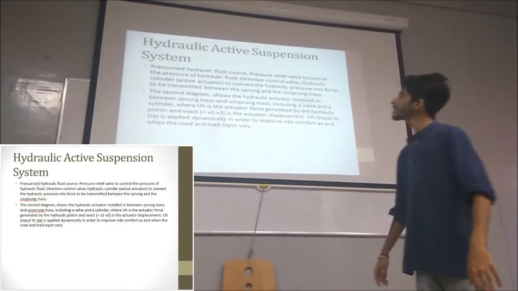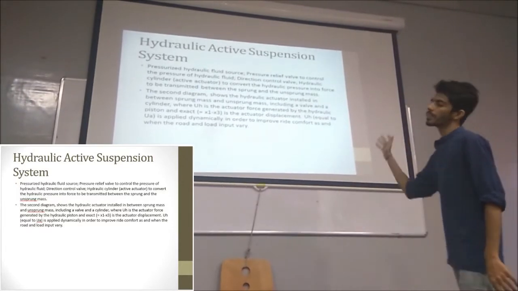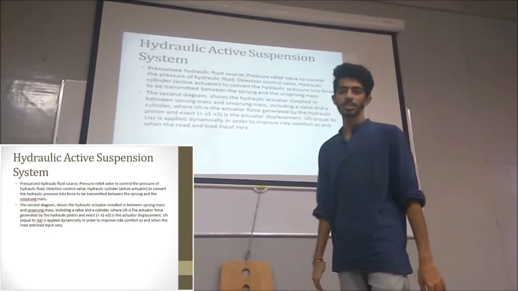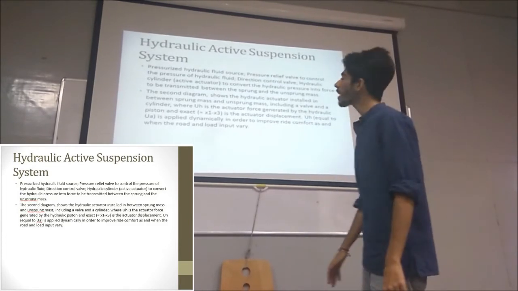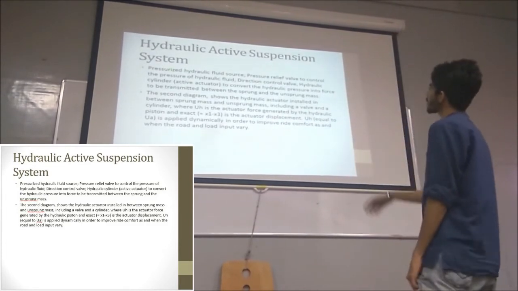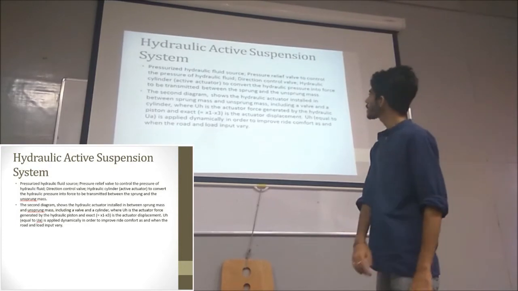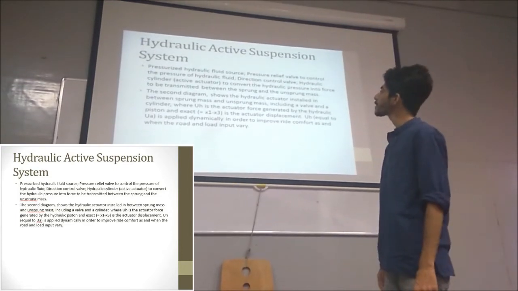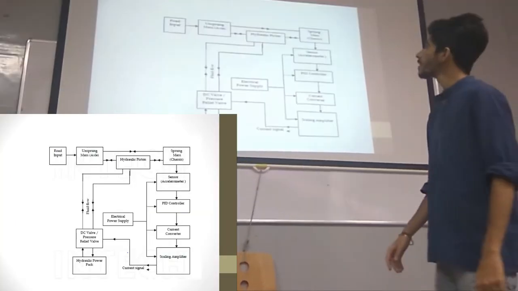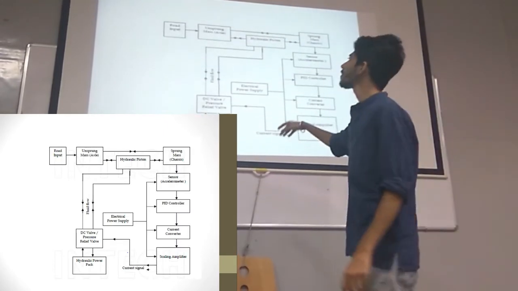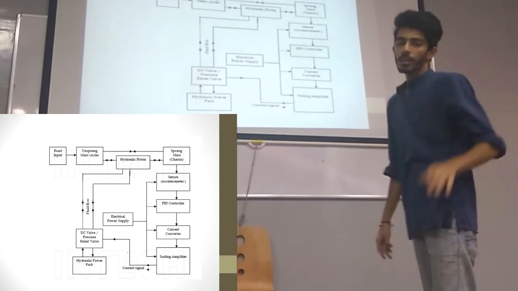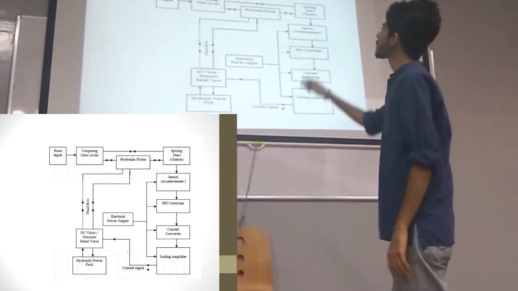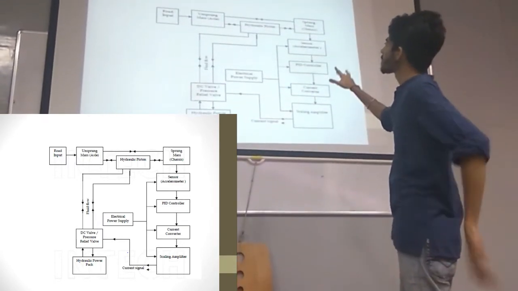What we are going to see now is the hydraulic active suspension system. The main parts of the hydraulic active suspension system are the pressurized hydraulic fluid source, a pressure relief valve to control the pressure of the hydraulic fluid, a directional control valve, and a hydraulic cylinder to convert the hydraulic pressure into force to be transmitted between the sprung and the unsprung mass. In this diagram, the vibrations from the road are input into the unsprung mass, that is the axle. From the unsprung mass, it goes to the hydraulic piston.